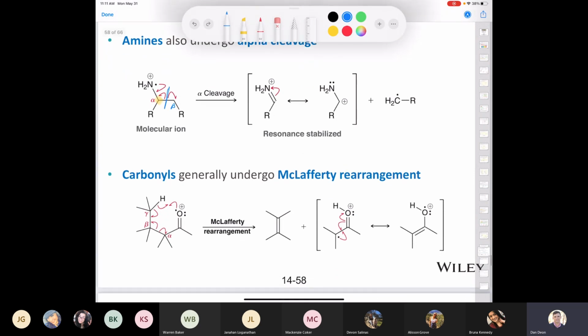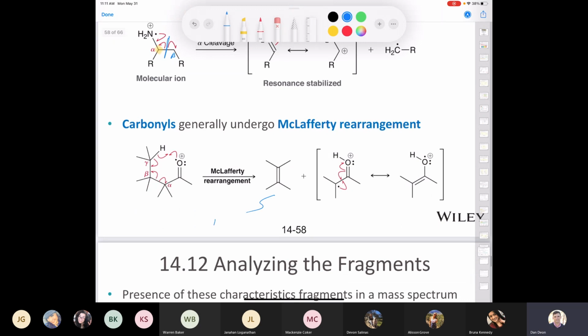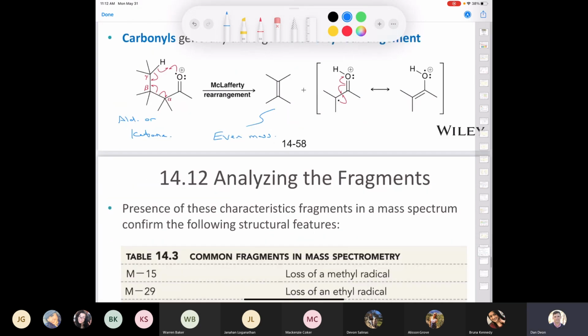And the last one is what's called the McLafferty rearrangement. Now, this is a difficult mechanism. What you need to know is the fragment that is lost. So the fragment that is lost has an even mass. So whenever you see an even mass being lost, this is a clue that you've probably got an aldehyde or a ketone. Every other mass that we're going to see being lost is going to be an odd mass.